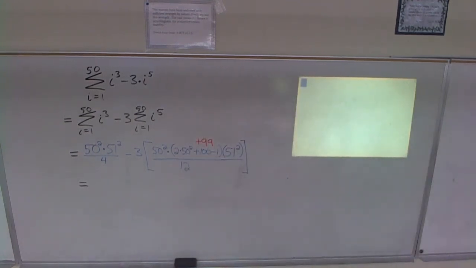So you can do this in parts, or you can do it all at once. I think I'm going to do it in 2 parts for the purpose of this one. So I'm going to go alpha y equals and go 50 squared times 51 squared all over 4. That's that number. And then I was going to do -3 times, go to my fraction, do 50 squared times, in parentheses, 2 times 50 squared plus 99 we said, and that's times 51 squared. That was all over 12.